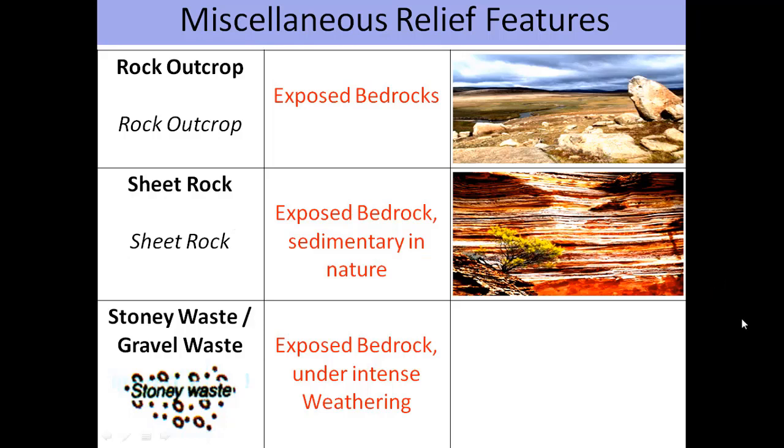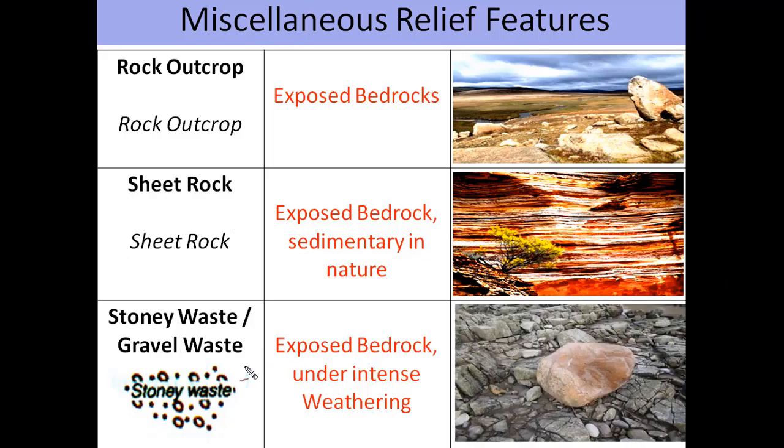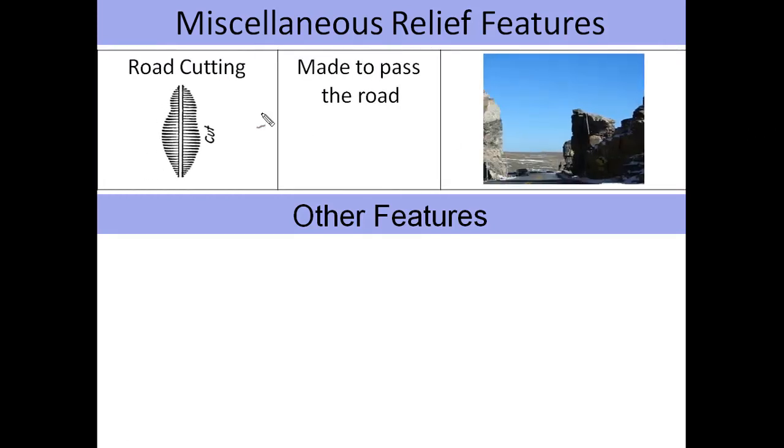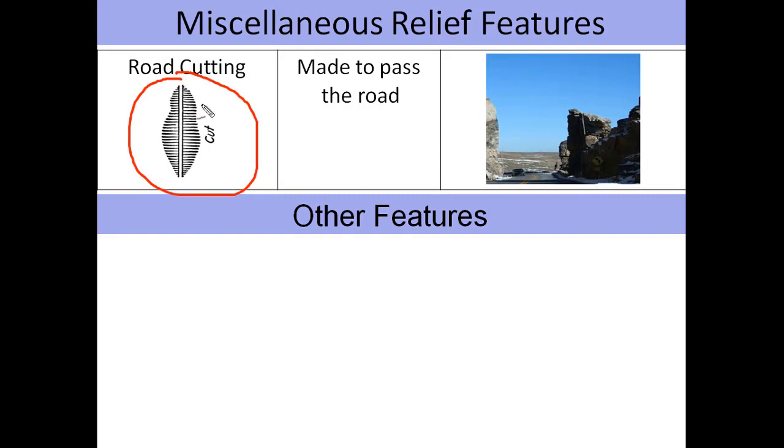Next relief feature is stony waste and gravel waste. It is shown or written on a topographical map like this, stony waste. These are exposed bedrock under intense weathering. They are visible on the earth's surface. Some more miscellaneous or relief features that we learn. Road cutting. As you can see, this symbol drawn on a topographical map represents a road that has been cut through a hill or a mountain, or you can say made to pass the road.